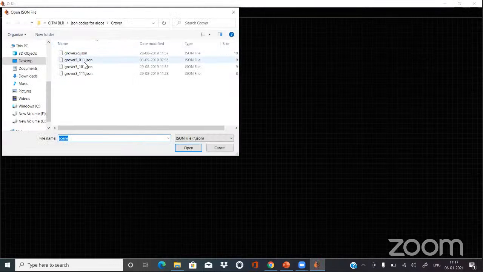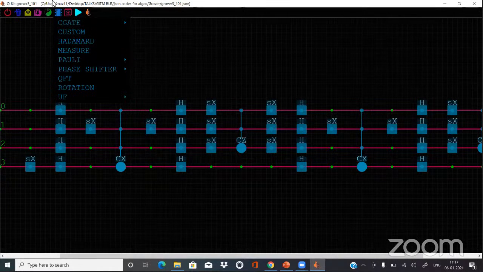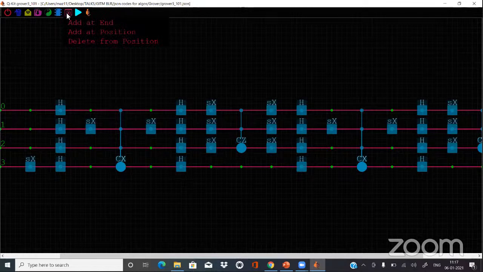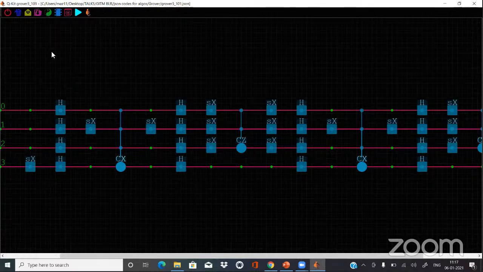You can load circuits from a file. I have already implemented some functions for you, so I will just load that circuit file. You can also create your own circuit using this. Quantum gates are available, qubits are available. You can add qubits using this, add gates using this, and run the circuit using this symbol. I have already created one because we are running out of time, so we should use this circuit.